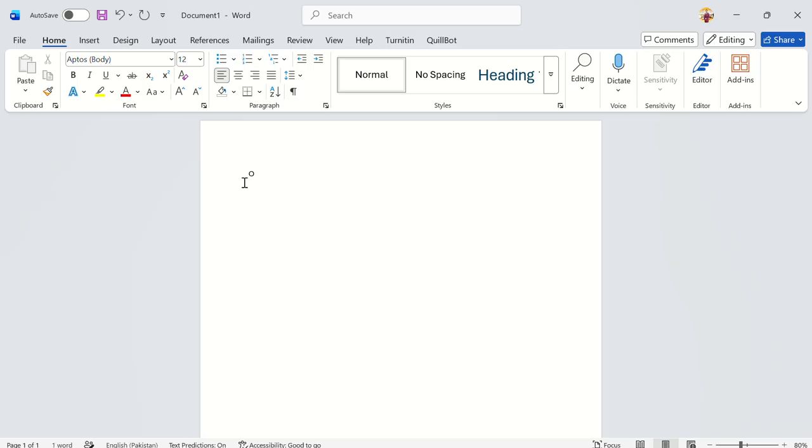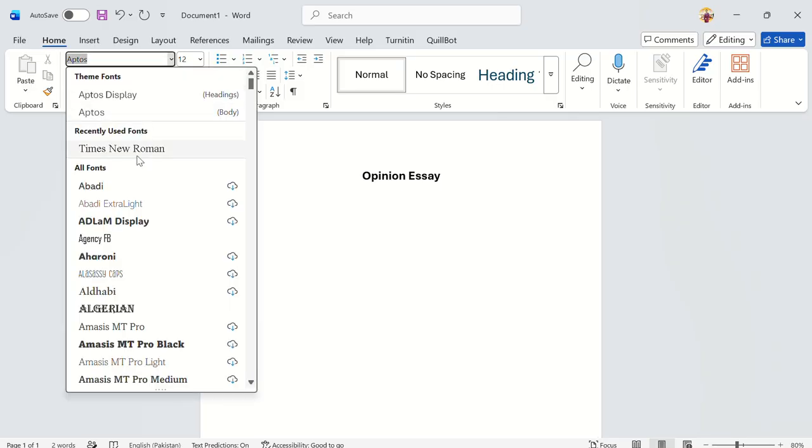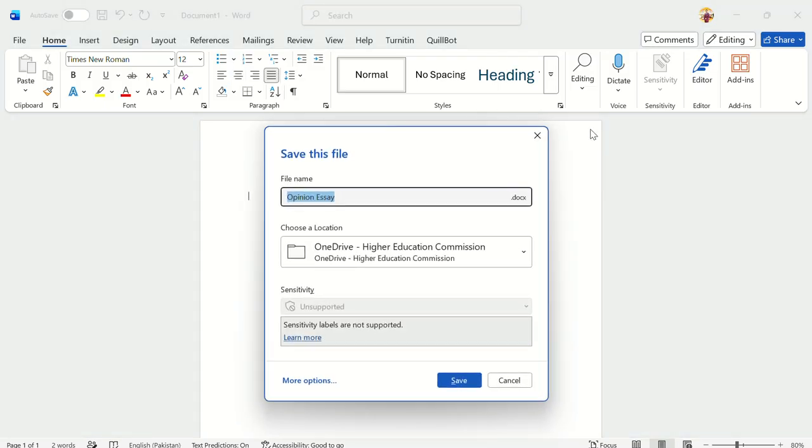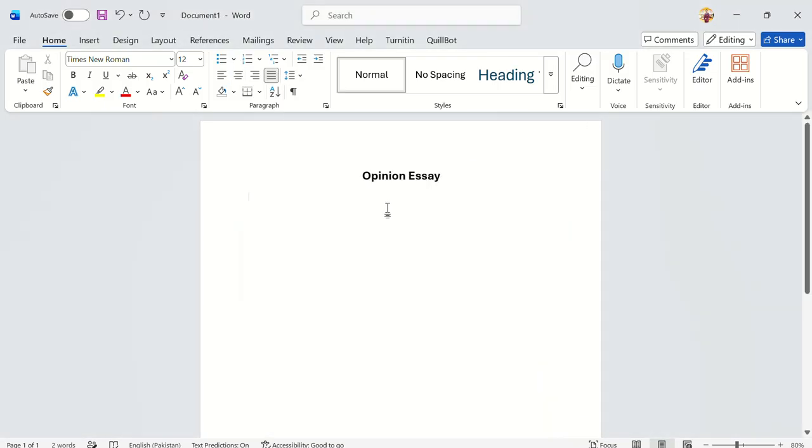Okay, we are starting to write an opinion essay. So first of all, in an opinion essay, you will start with the introduction. The first thing is you have to write an introduction. In the introduction, you have to write three statements, three sentences.